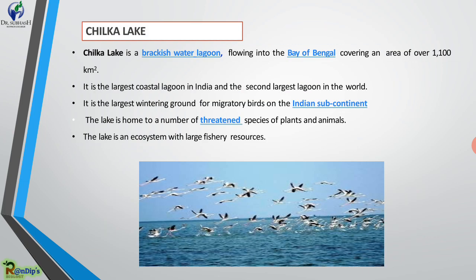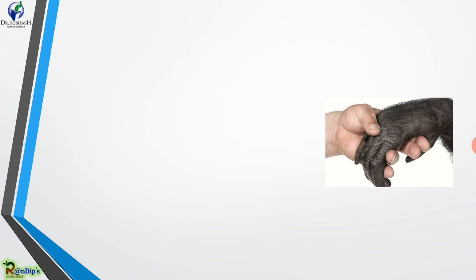The Periyar Sanctuary. Chilika is a very beautiful place for seeing birds and dolphins. Chilika is a brackish water lagoon flowing into the Bay of Bengal, covering an area of 1,100 square kilometers. It is a very large lake. It is the largest coastal lagoon in India and the second largest lagoon in the world. It is the largest wintering ground for migratory birds in the Indian subcontinent. The lake is home to a number of threatened species of plants and animals, and the lake is an ecosystem with large fisheries resources also.